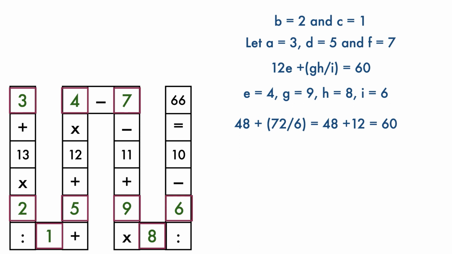Now we have filled all the gaps. After filling, the snake looks like this. And of course it makes sense.